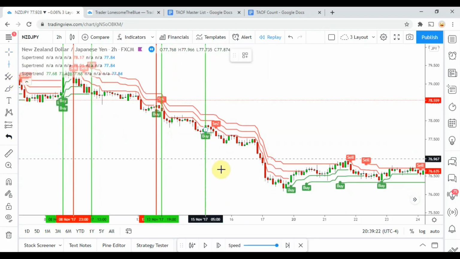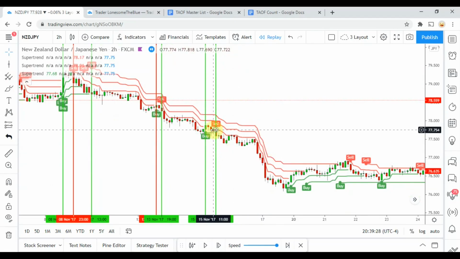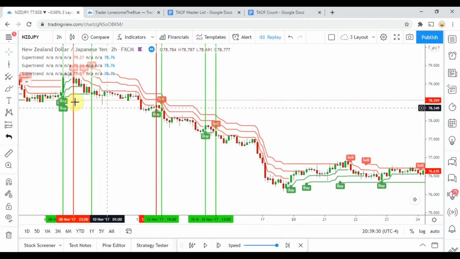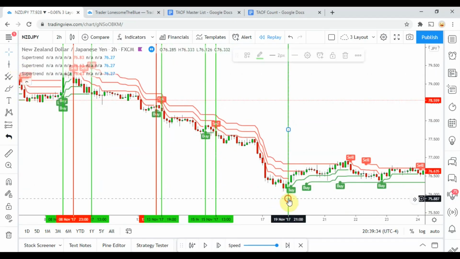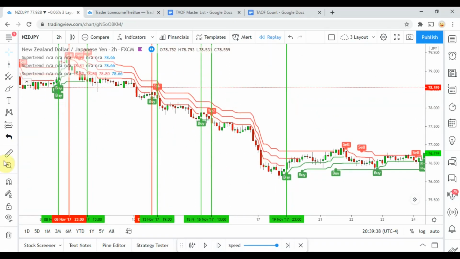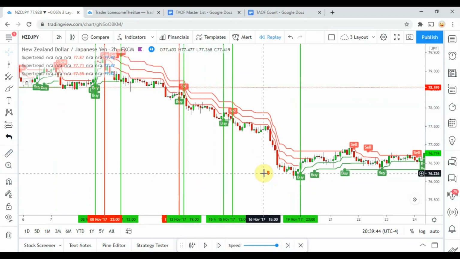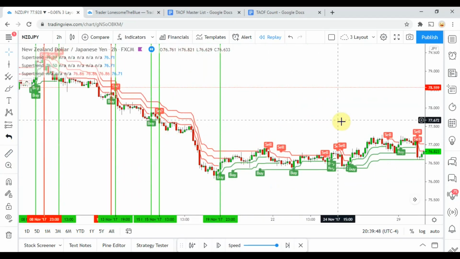So all in all, it's not too bad. It does all right. So we get an entry right there, and then we would exit down here on that particular candle right there. So that would have been about 121 pips. So what exactly can this do over time?